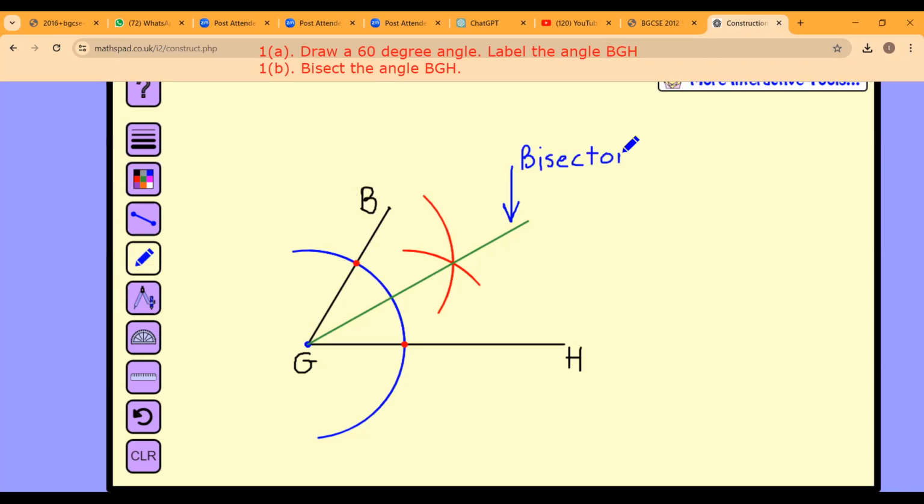This is the bisector. So the bisector is going to be this line, the green line, that intersects the two arcs. Okay, that's the bisector right there.